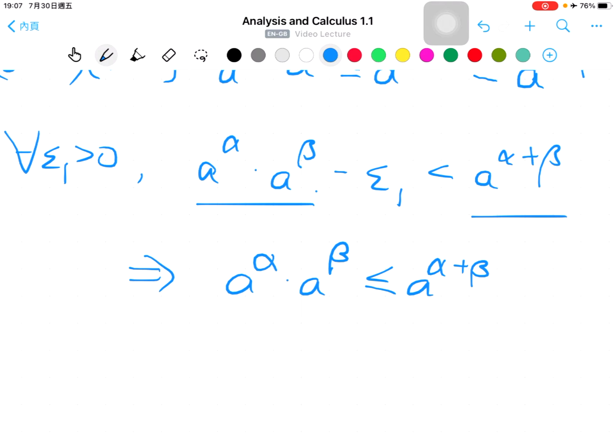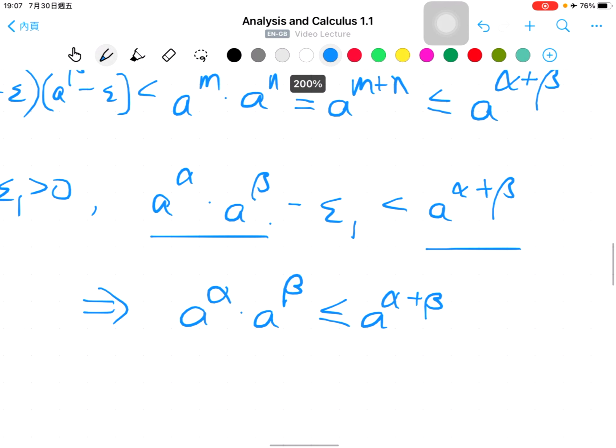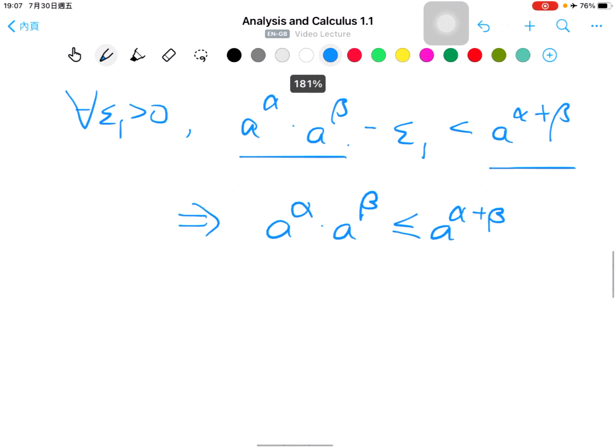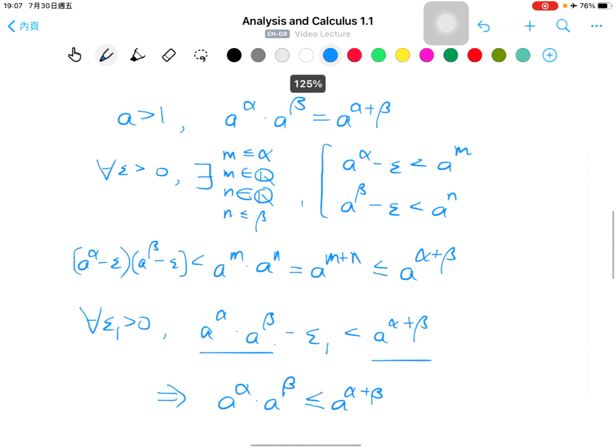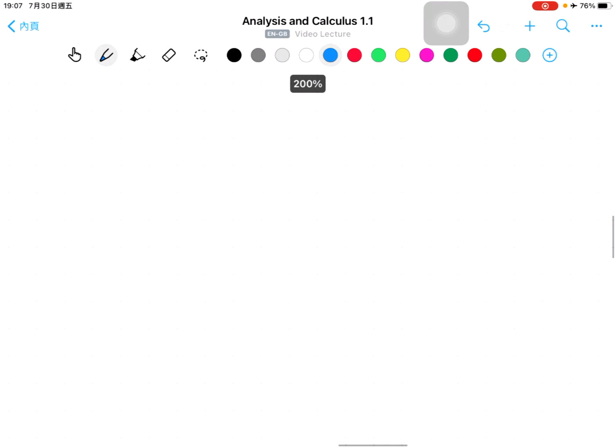Now we've only proven half of it, because our aim is to prove that the two sides are actually equal, not smaller than or equal to. We have not finished our proof yet. But we can do something, a tricky little thing. Because we started with the left-hand side here, we can also start with the right-hand side.